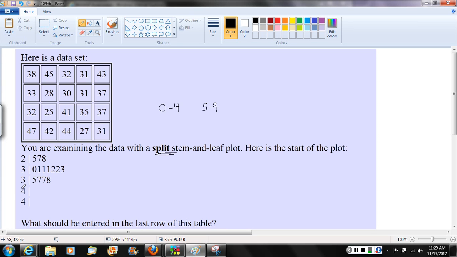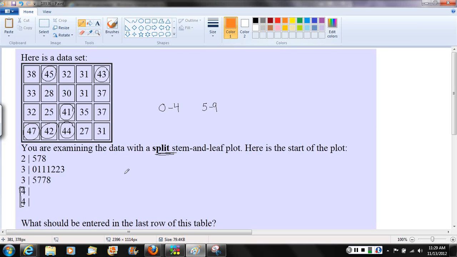So if we go here and have the last 2 to fill in, first we're going to take all the data values in the 40s. So let's go through and identify those. We've got a 45, a 43, a 41, 47, 42, and a 44 that we need to assign.